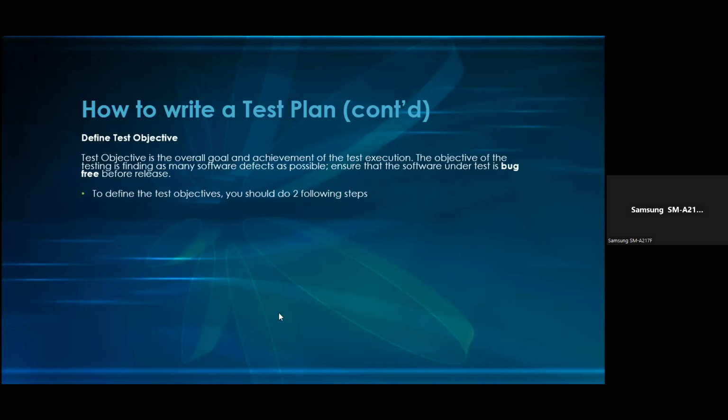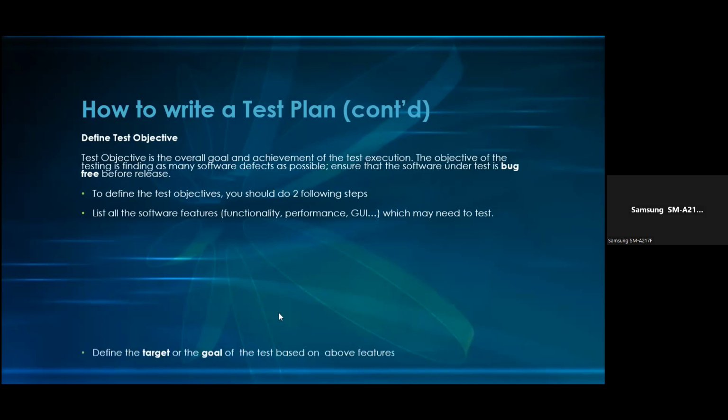To define the test objectives, you should do the following steps. List all the software features. That's the functionality, performance, the GUI, graphical user interface, non-functional testing, security testing. It depends on the application you're working on, which may need to be tested. So list them out first.